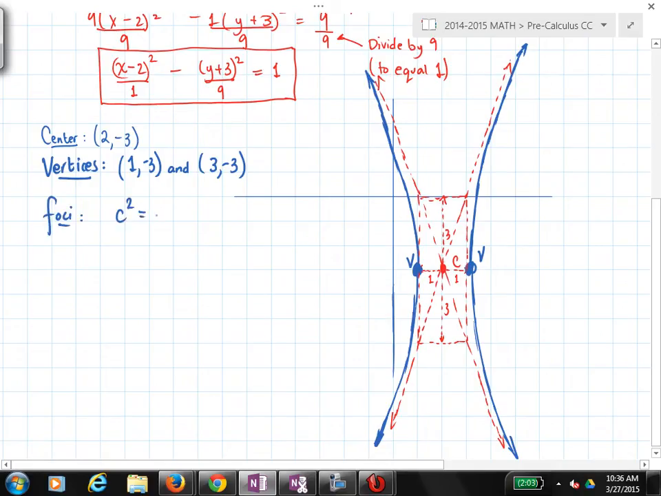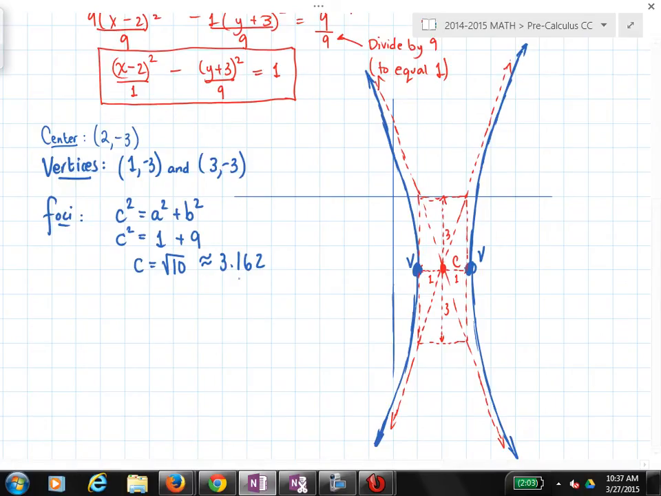Again, c squared is equal to a squared plus b squared. So c squared is equal to a squared, which is 1, plus b squared, which is 9. So I get the square root of 10. And if you want to give the approximation, since we're sketching this, I believe this is 3.162. That way you know more or less where to plot your points right here.